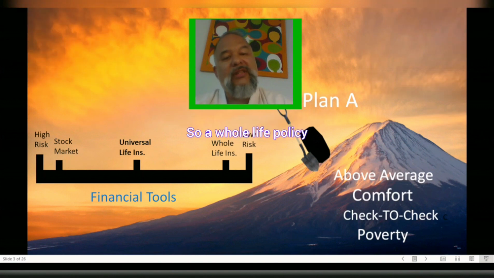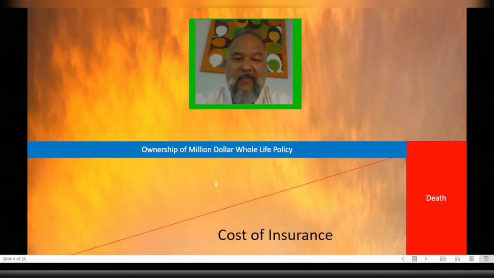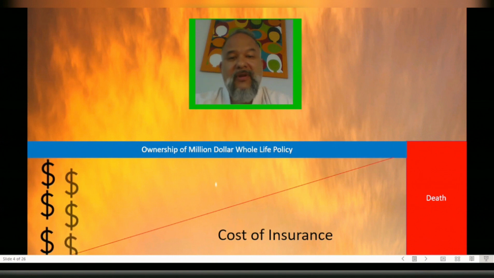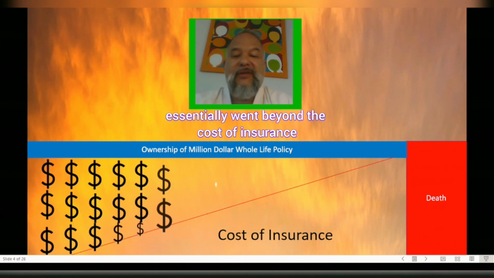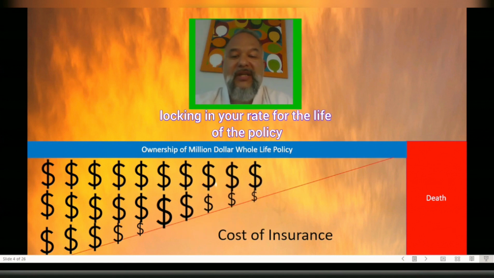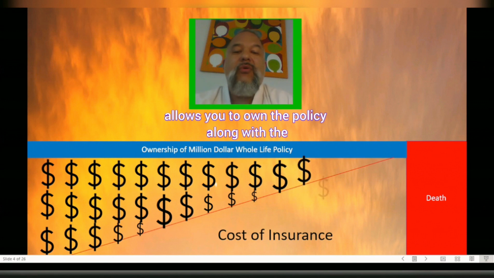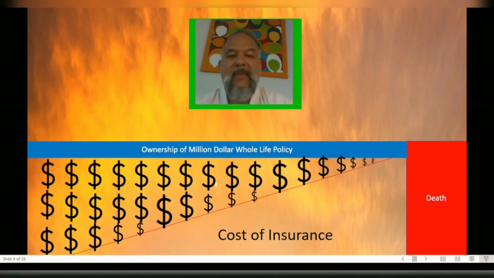So a whole life policy was a policy that was essentially set in stone. You paid your premiums, which essentially went beyond the cost of insurance for your current age and health, locking in your rate for the life of the policy. This, of course, allows you to own the policy along with the compounding cash value that's built within the policy.